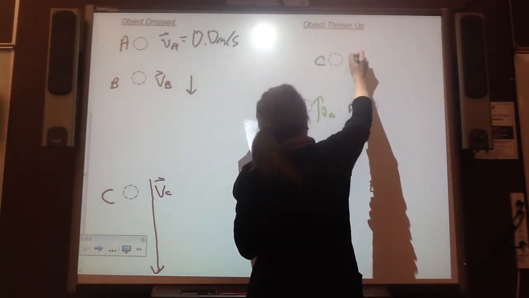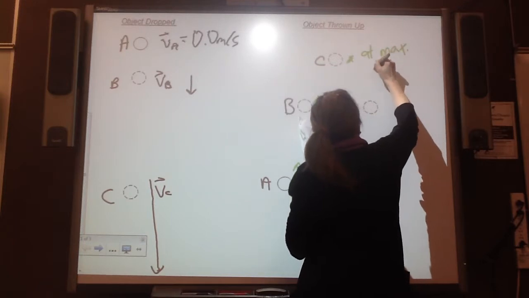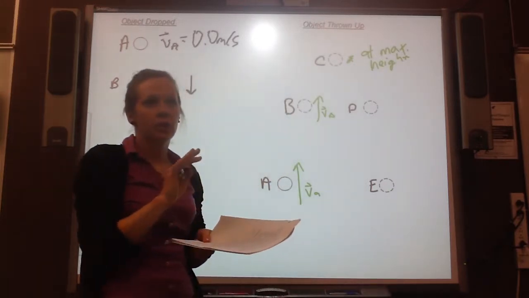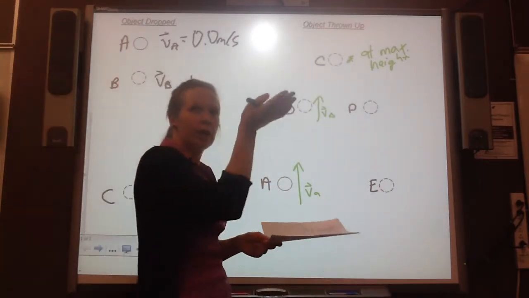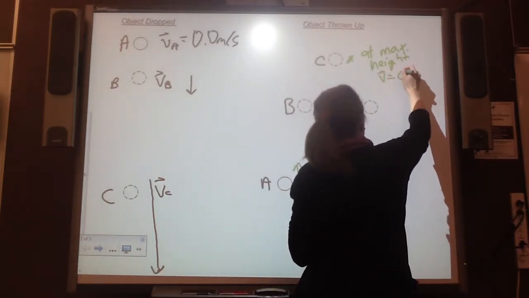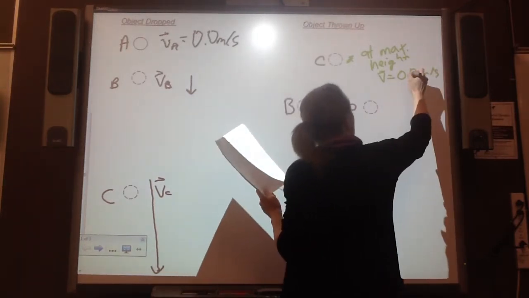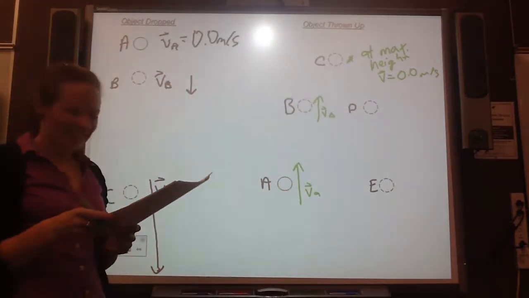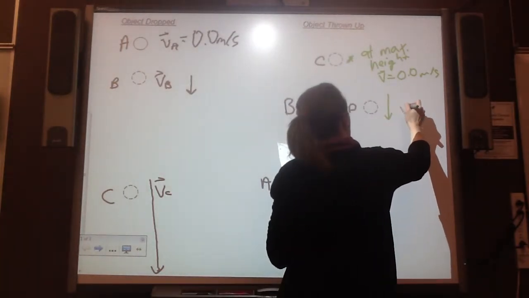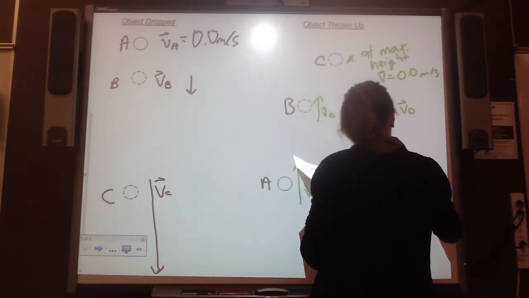And now at our C, we assume C is at max height. And at maximum height, whenever any object is thrown up, at that very top point, velocity, what do you think it will equal? 0. Yes, that was fine. Okay, VD, now the arrow's going down. And again, arrow down, VD.